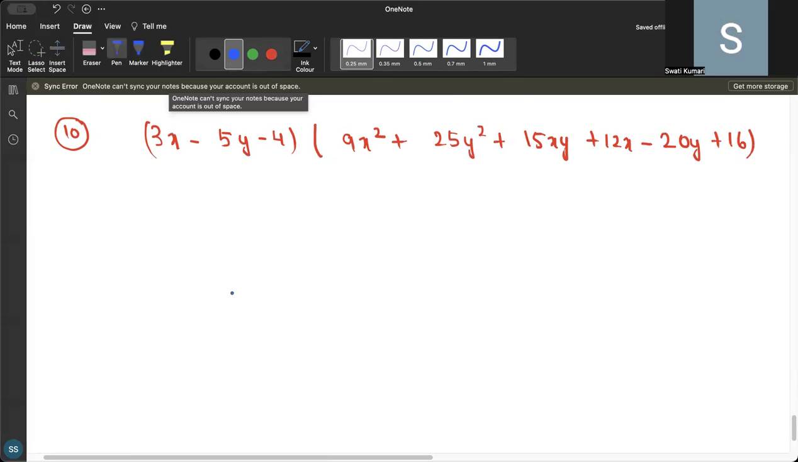Let us understand how to solve this. Okay. So to solve this, here we are going to simply write down 3x. I'm writing as it is.